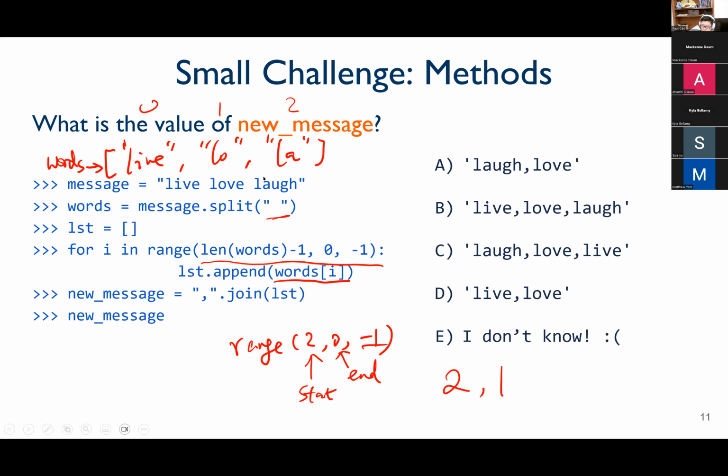At this time, list would have laugh. And then the next thing I append is love, and it is appended at the end. So what you will see is the list would have laugh and love as the two elements. If you do a join, it's going to join them by a comma. So the correct answer is A. Be very careful of this range. Do not make a mistake because a lot of us said D, live and love. It is not just the first two. This actually is going backward because the step size is a negative value.